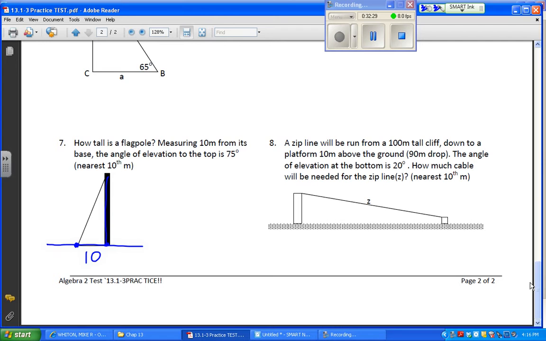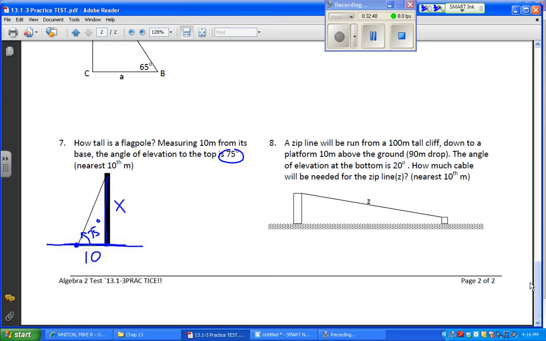Okay, the angle of elevation. Angle of elevation is always the measure from the ground to the top of the unit. So again, this is the ground down here. The angle to the top is 75 degrees. A little sloppy there, but that's supposed to be 75 degrees. And we want to know how tall is this thing. So that's like our x.